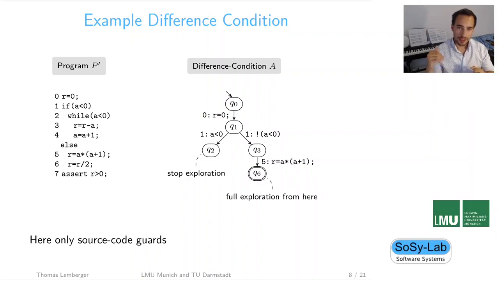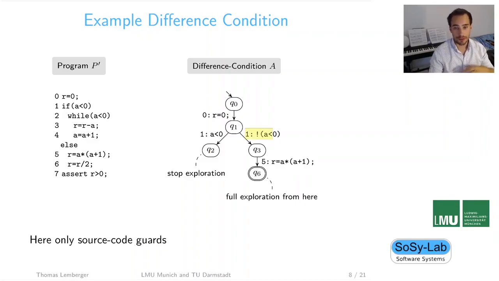And at q1, it gets interesting. There's the differentiation for the if branch. So the one path to the left says, if you are in line 1 and you see the assumption a less than 0 and follow it, which is the if branch, then go to q2. q2 is a sink state. It does not have any outgoing edges, and it is not an accepting state. This tells the verifier to stop exploration because it's not possible to reach an accepting state anymore.